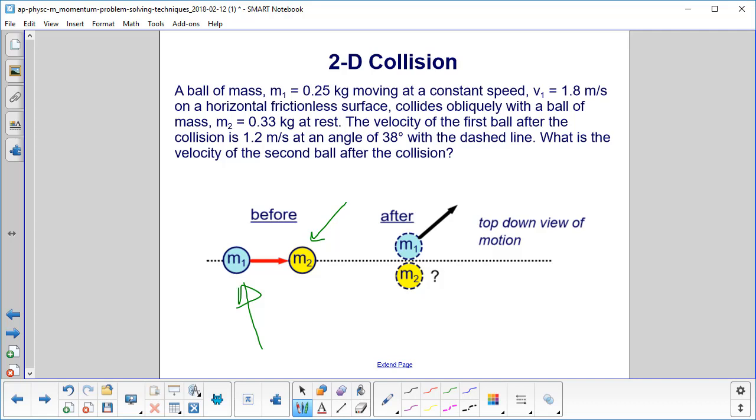The velocity of the first ball after the collision is 1.2 meters per second at an angle of 38 degrees with the dashed line. What is the velocity of the second ball? So we're going to want a magnitude and an angle. And again, we're looking top down on this like we're watching a game of pool.